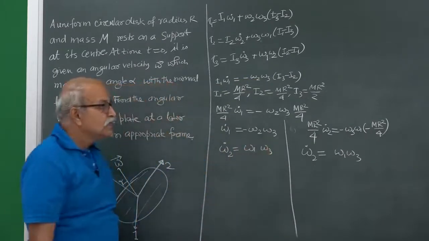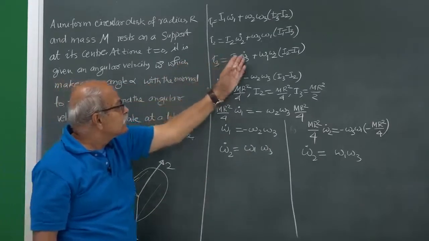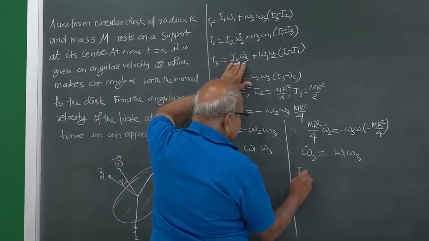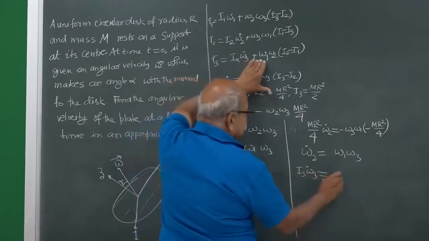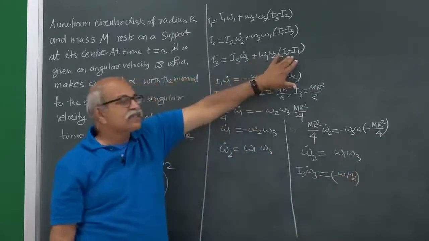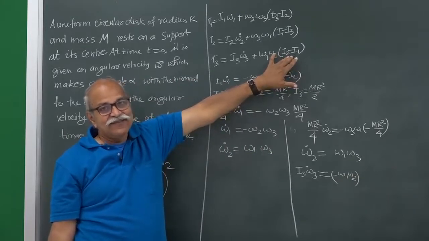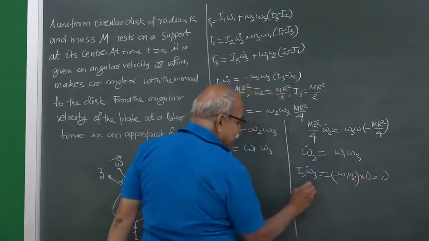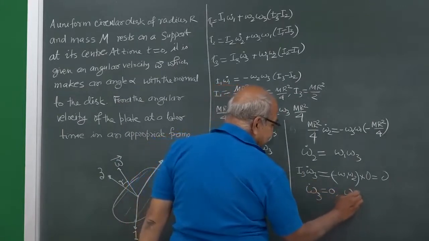And the third equation is tau 3 is equal to 0. So, this is negative of that. So, I3 omega 3 dot is equal to negative of omega 1 omega 2 into I2 minus I1, and I2 and I1 are equal, and therefore, this is 0. So, this is 0, and hence omega 3 dot is 0 and omega 3 is constant.